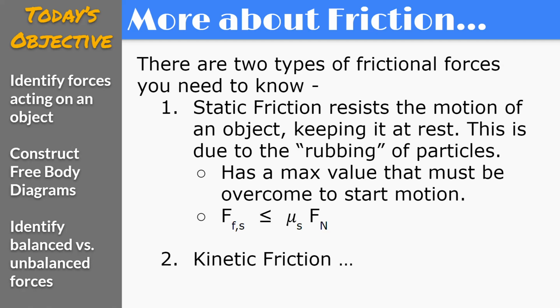Therefore, we say that the force of static friction is less than or equal to the coefficient of static friction times the normal force. This variable that you see up here, let me turn on the little highlighter laser pointer. This one right here is called mu. Mu, it's a Greek letter. Mu is the coefficient of friction. This specifically is the coefficient of static friction. You'll have a different one here, mu sub k. But again, force of static friction is less than or equal to the coefficient of static friction times the normal force.